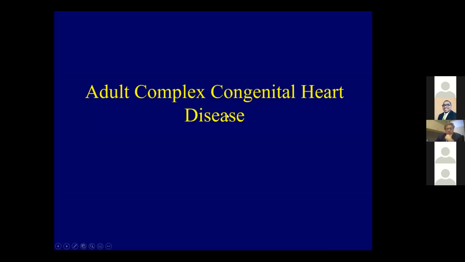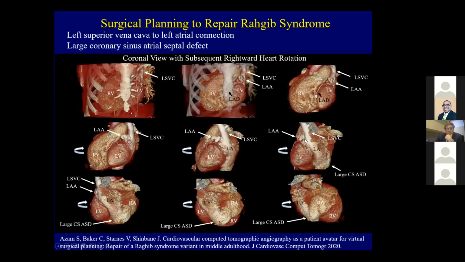Let's look at another one. This is a patient with adult complex congenital heart disease. This patient has an extremely rare syndrome where there are two superior vena cava, one on the right, one on the left. The left superior vena cava actually plugs directly into the left atrium. There is then blood flow that goes through a large coronary sinus atrial septal defect to the right atrium, and blood flows back around through that channel. So profound, extremely rare anatomy.